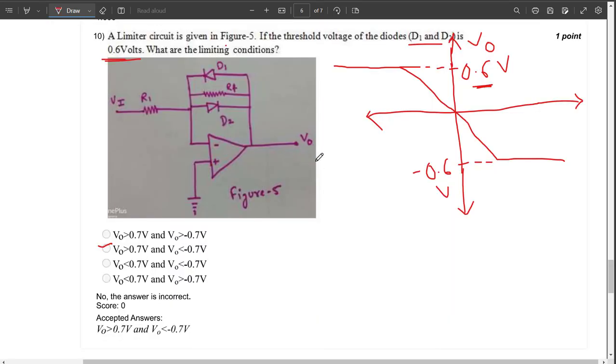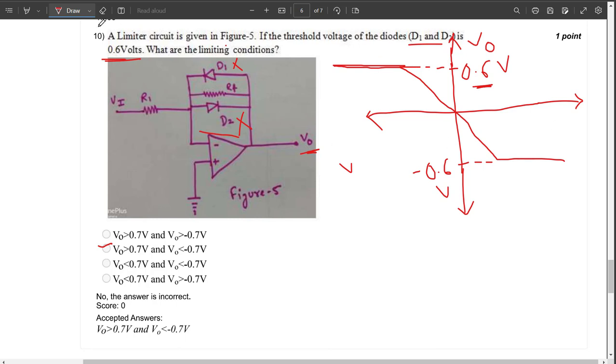Okay, so whenever our VI is above VD, right, our diode D2 starts conducting, and D1 is not conducting, right? So it stays at VO. And whenever our VO goes below minus 5 minus 0.6, our D2 stops conducting and D1 starts conducting, thus limiting our VO to minus 0.6 volts.